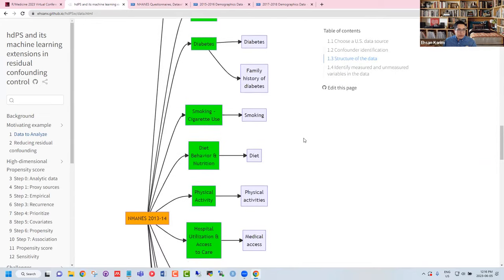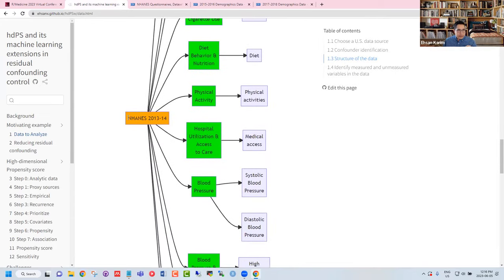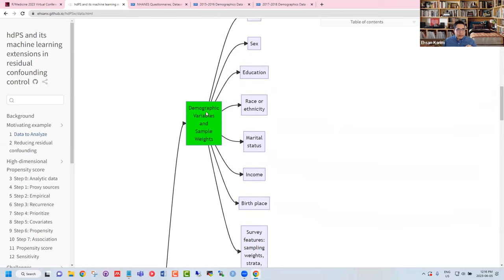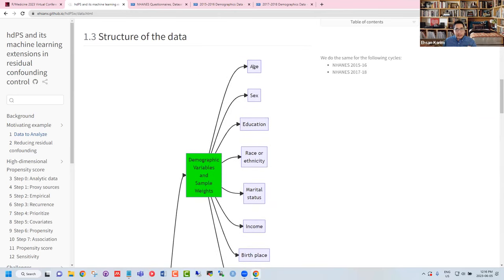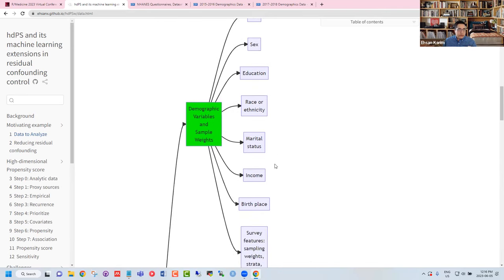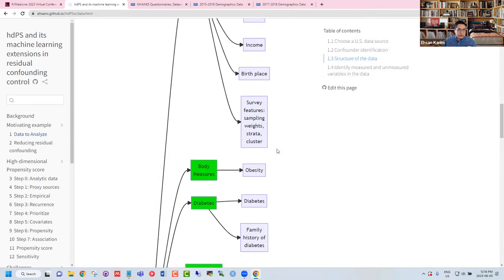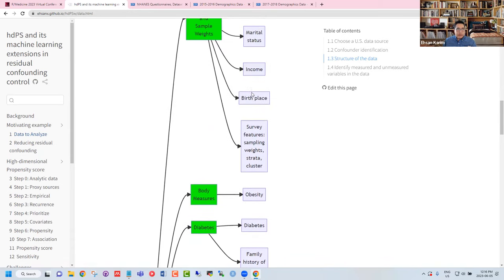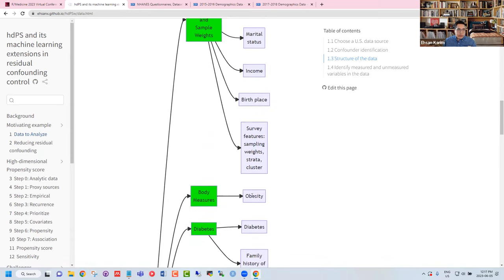So just to give you a bit more understanding about NHANES, for example, for NHANES 2013-14, there is one component of demographic. In that demographic component, you can get the information about age, sex, education, race or ethnicity, marital status, and so on. If you want information about obesity, that information is not available in the demographic. You need to go to a different component for that, and it is called the body measures component. From there, you get the information about the exposure.